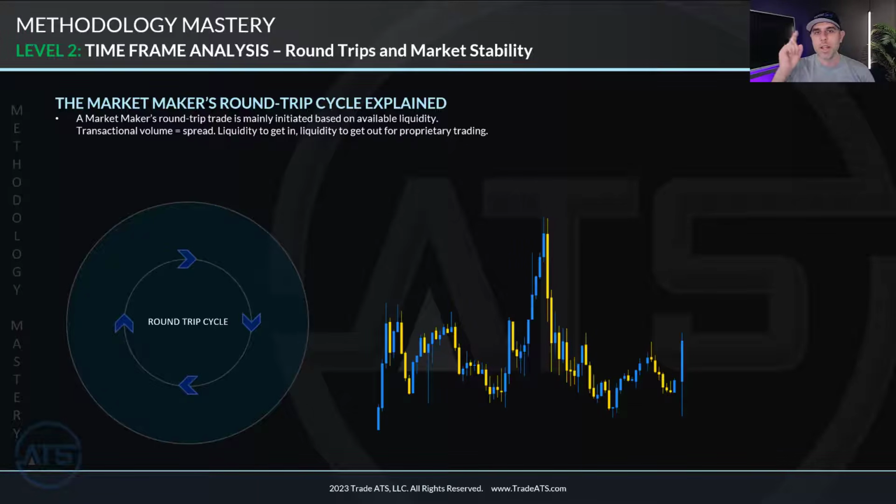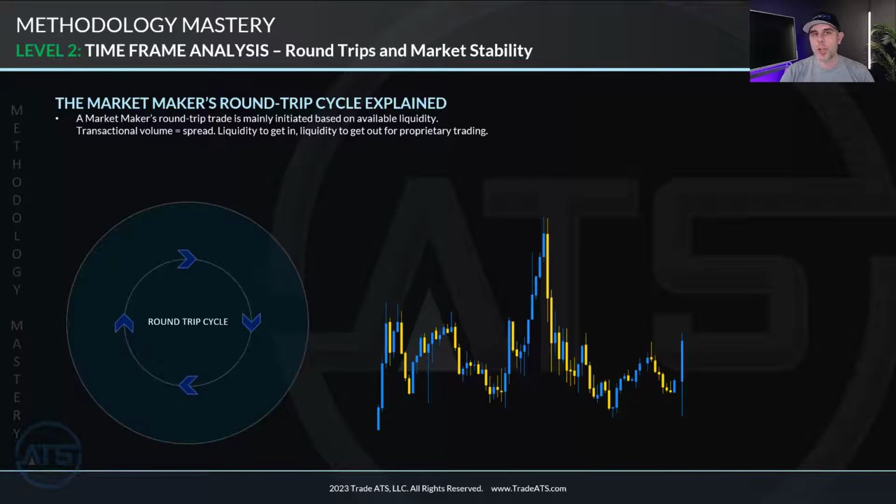Well, number one is going to be spread. They want to do a lot of transactional volume and collect a lot of spread as one of their revenue streams. Number two, though, is going to be when they initiate their own proprietary trading. So let's look at this example from the perspective of the market maker performing proprietary trading from their own account.